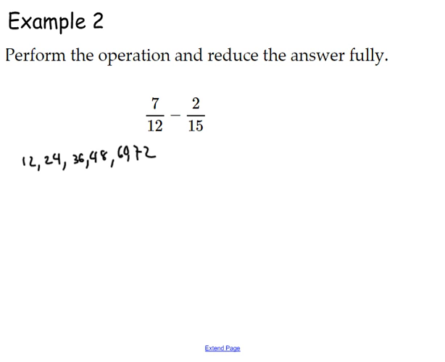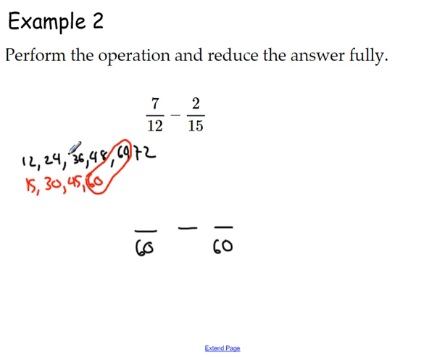Now we're going to write the multiples of 15. So you got 15, you've got 30, you've got 45, and then you've got 60. And so I could see right there and then that the lowest common multiple is 60. So I need to get a common denominator of 60. So I know that I want both of these fractions to have a denominator of 60. So what do I have to multiply 12 by to get 60?